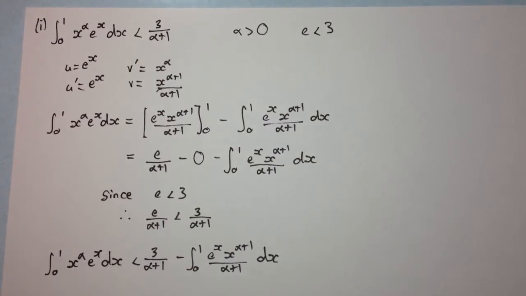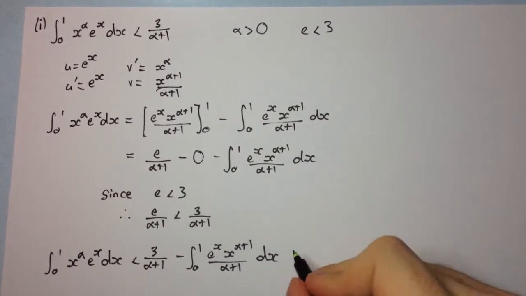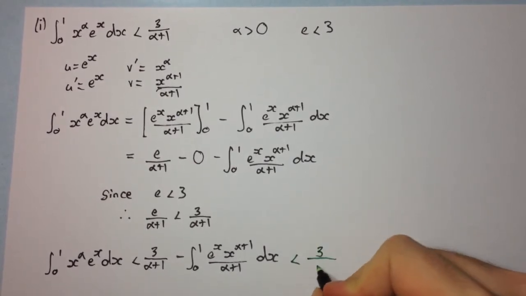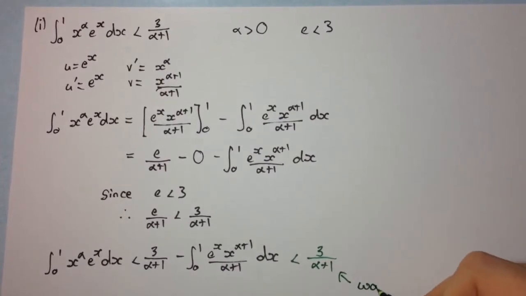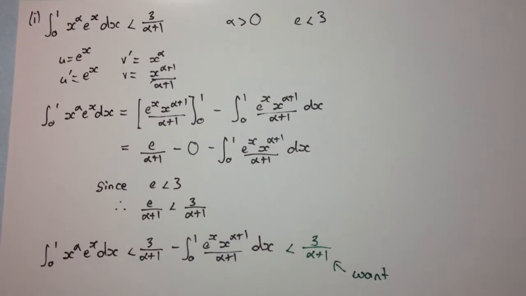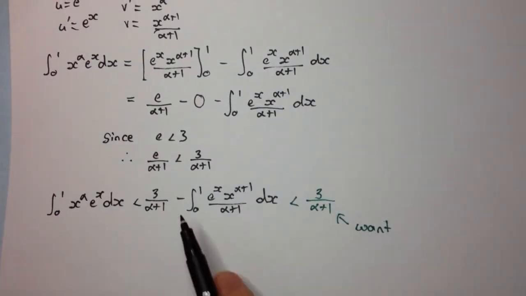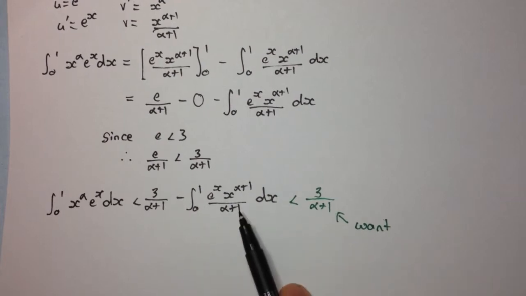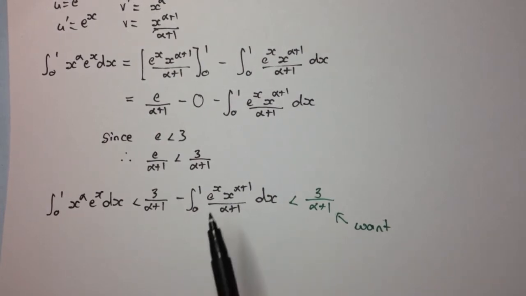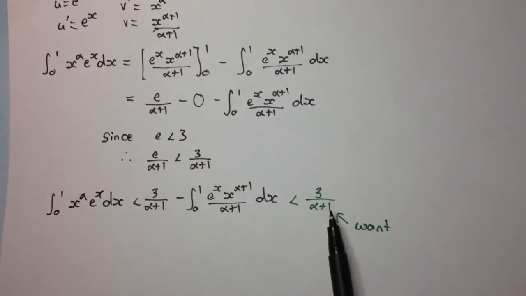So this is what we want to show. We want this now to be less than 3 over alpha plus 1. Okay, we want this bit. But how can we get to that? Well, if we're taking away something here, if this bit's positive, then we're taking away a positive value, which means that this expression here should be less than this.